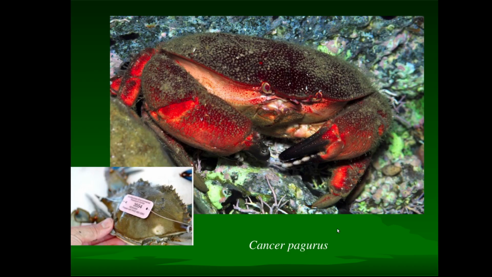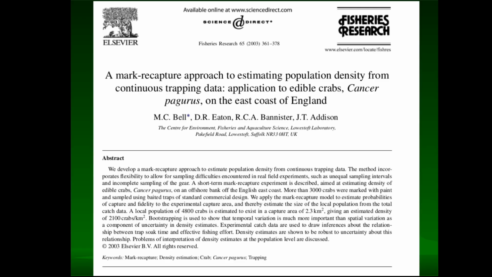Here's an example of a marine mark recapture study. Cancer pagurus, the edible crab in the UK, this is an example of estimation of the total population density on an offshore bank off the English East Coast. Bell and colleagues in the UK did this in 2003. These crabs were marked with just indelible waterproof paint. So crabs were caught during continuous trapping field trips using crab traps just to monitor catch statistics, and they were painted.